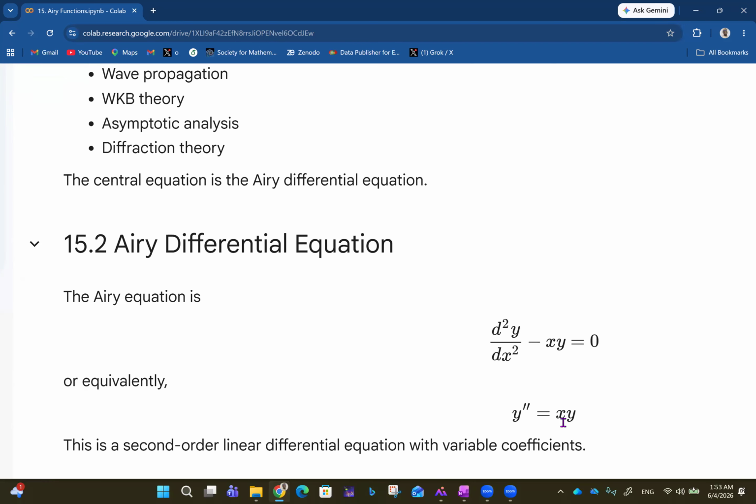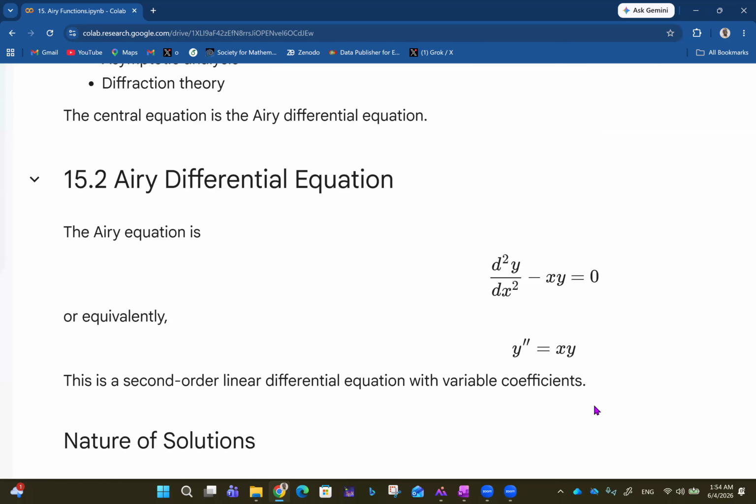You can remember that this is close to what we saw the other time, where we had epsilon squared y prime prime equals q of x multiplied by y. So it's pretty close to that. This is a second order linear differential equation with variable coefficients.